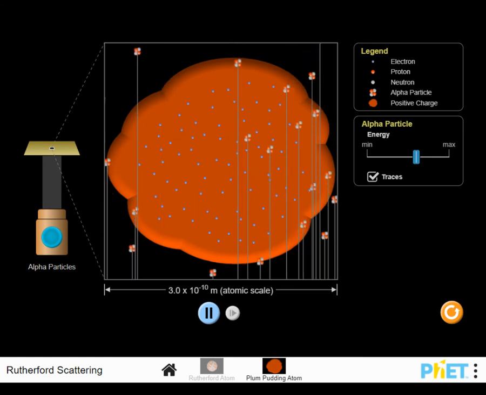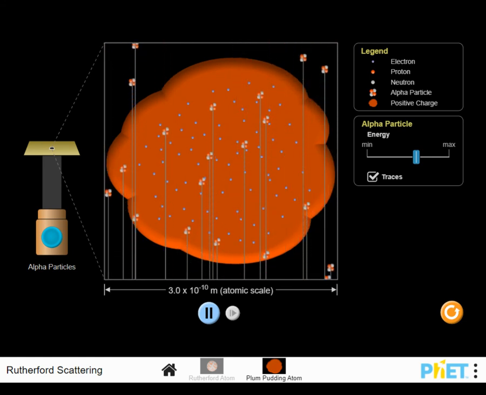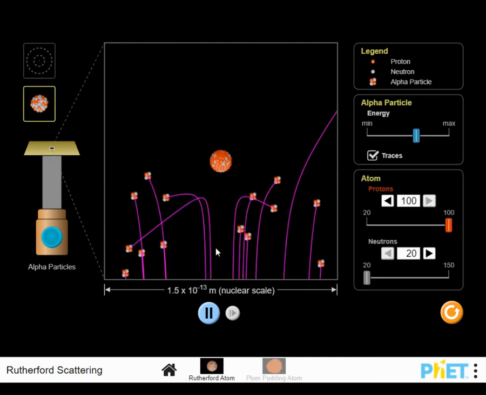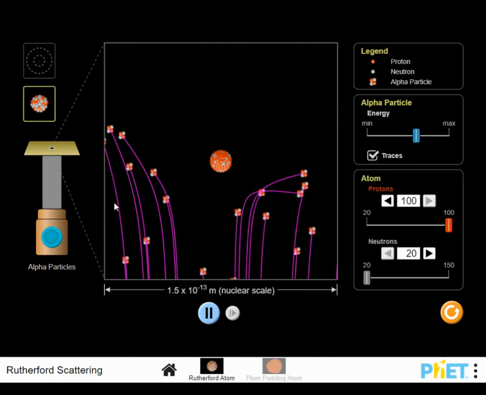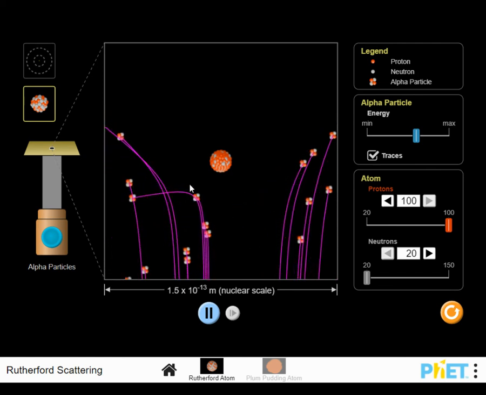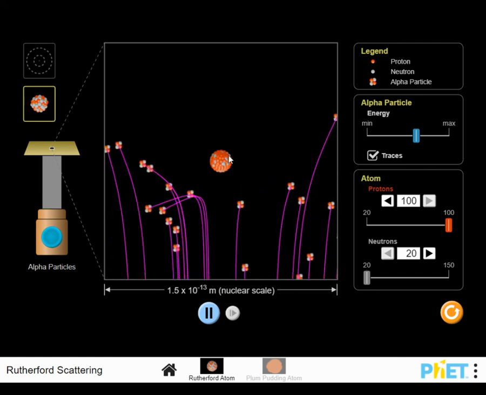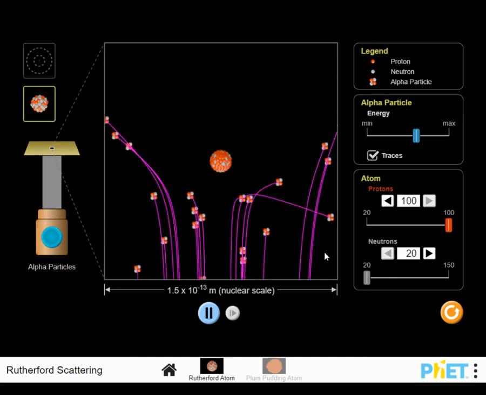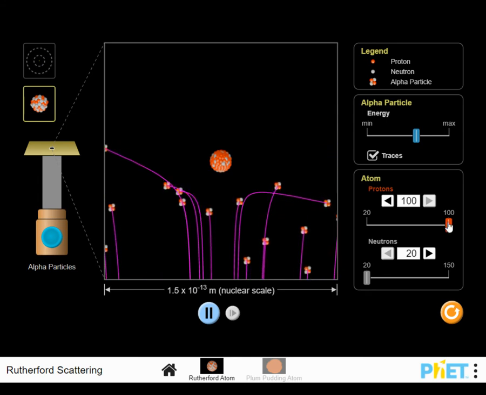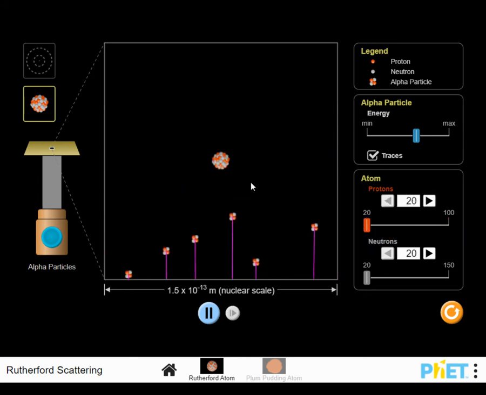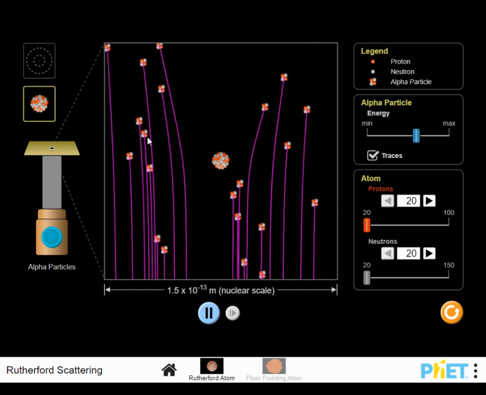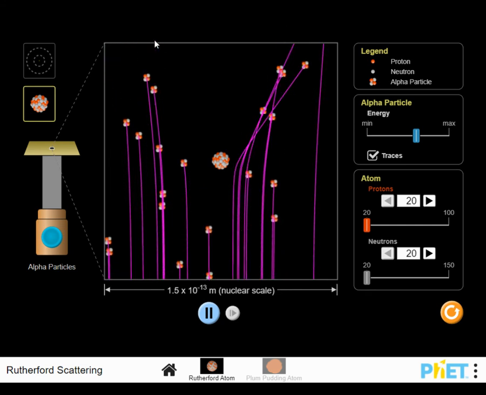So that's that one. Why do you think that our model of the atom changed after Rutherford's experiment? So looking at Rutherford's experiment, this is what he found. So he had evidence to change. He had evidence that there had to be something dense and positive in the middle and then some space, because some of them did go straight through. And so you can see that when we go back to 20 protons, you can see some of them go straight through, exactly like Rutherford expected.